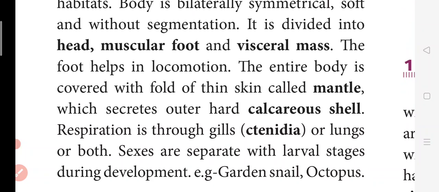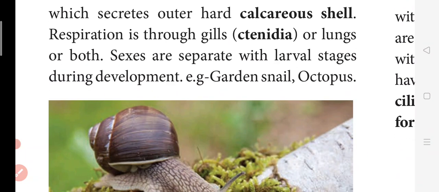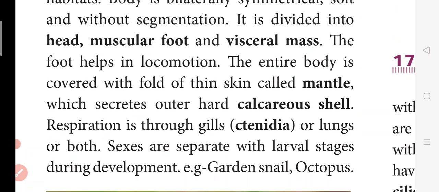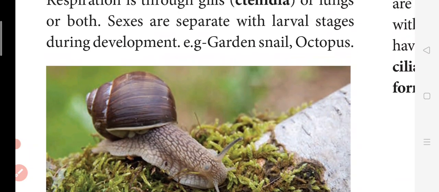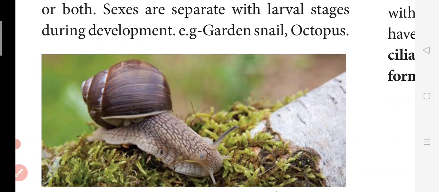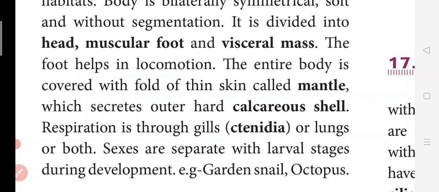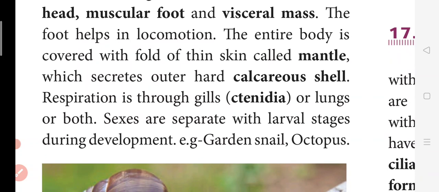And head, you will see, if you see this snail you can see the head, okay, and then the muscular foot comes separately below. Visceral mass, you can see the shell on top, that is the visceral mass. The foot helps in locomotion. The entire body is covered with a fold of thin skin called mantle. That thin skin on top we call mantle. And that will secrete out a hard calcareous shell.